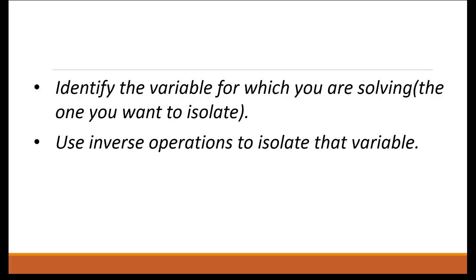So what we're trying to do is get one variable on one side of the equation by itself. So what we're going to do is identify the variable for which we're solving, and then use inverse operations to isolate that variable.